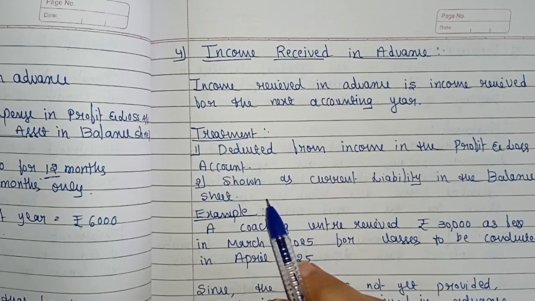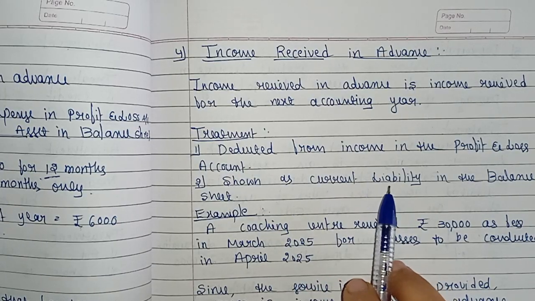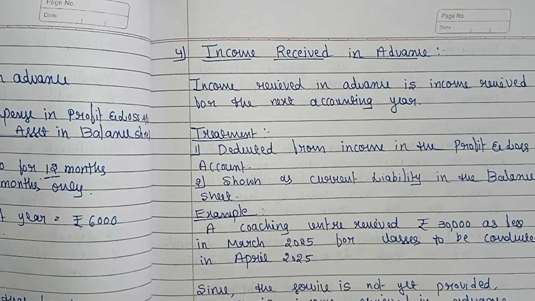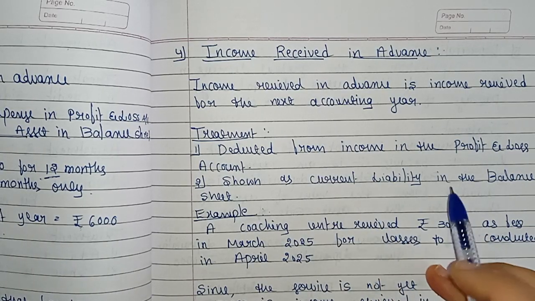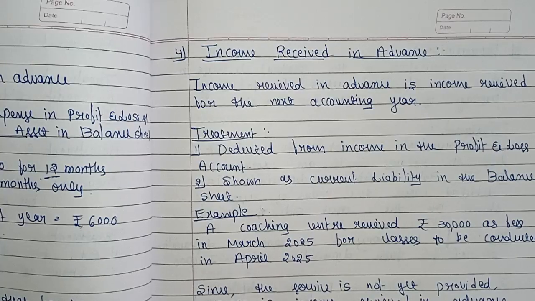And second, it is shown as current liability in the balance sheet. Why? Because the income does not belong to the current year and the business has an obligation to provide the service in the future. So it is shown as current liability in the balance sheet.